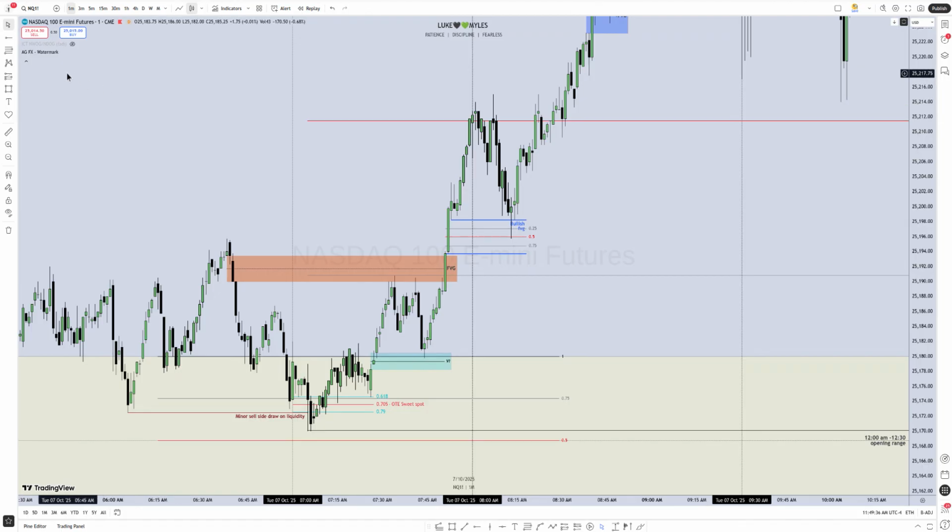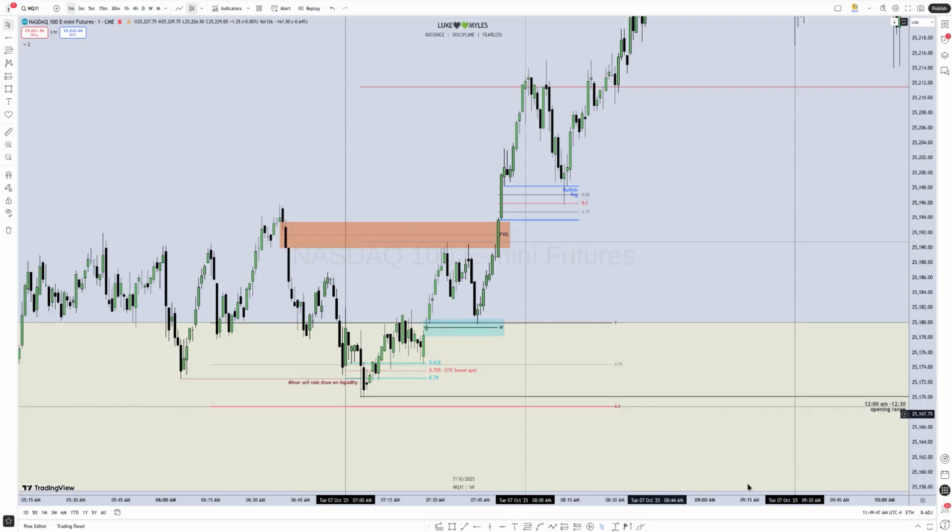So you are looking at the NASDAQ E-mini futures chart. This is the December contract, or the Christmas contract. Today is the 7th October 2025. So I'm going to be looking at what went through for 7th October 2025.